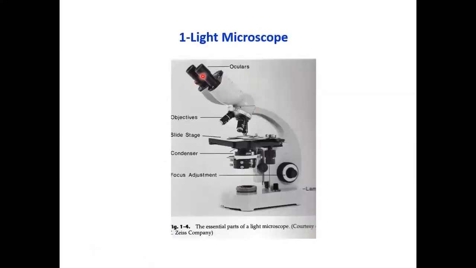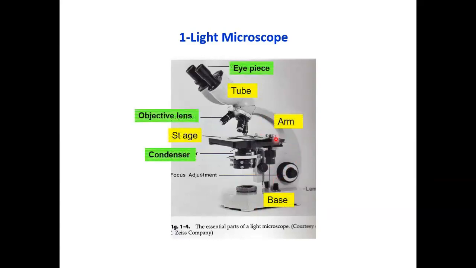This is the light microscope. Here I have the eyepiece, objective lenses, nose piece. This is the slide. This is the stage holding the slide holder, and this is the key for the movement of the slide. This is the diaphragm and the condenser. This is the focus adjustment, coarse adjustment and fine adjustment. The light, the source of light, and this is the base, and this is the arm of the microscope. These are the essential parts of the light microscope.